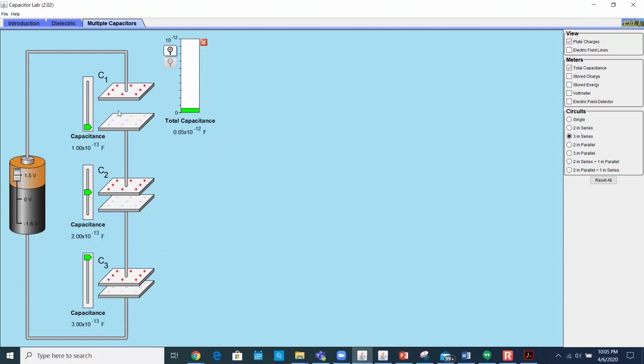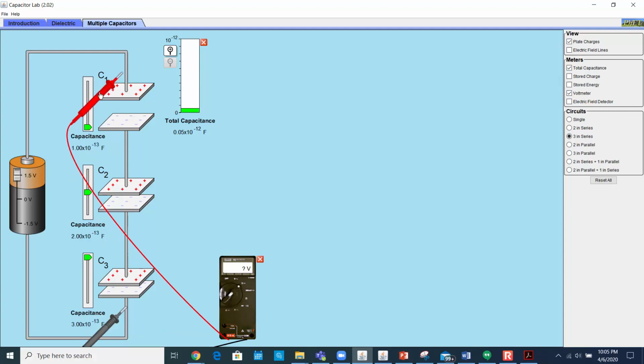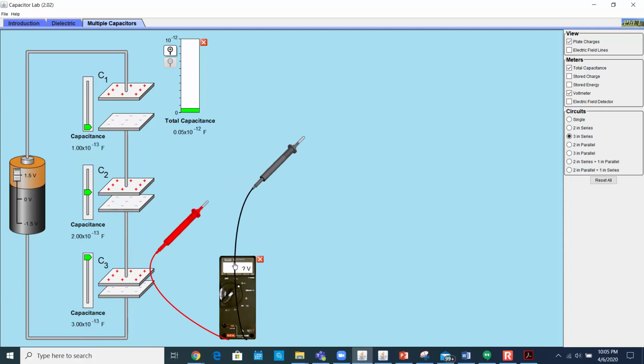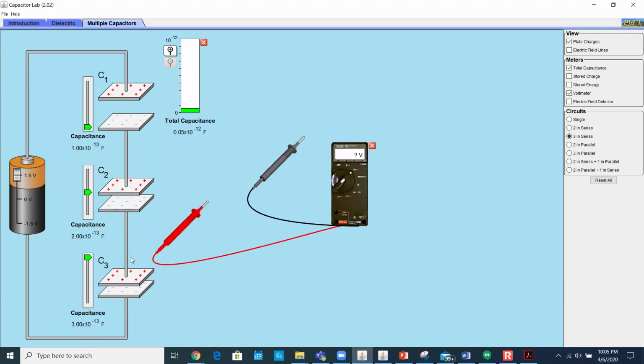Now, as C1, C2 and C3 are different, the potential across each capacitor would be different. Let's measure the voltage across C1. Before that, I would like you to think about which capacitor will have the highest voltage, or the greatest potential difference. Think about this. Before I answer, I will explain it mathematically.